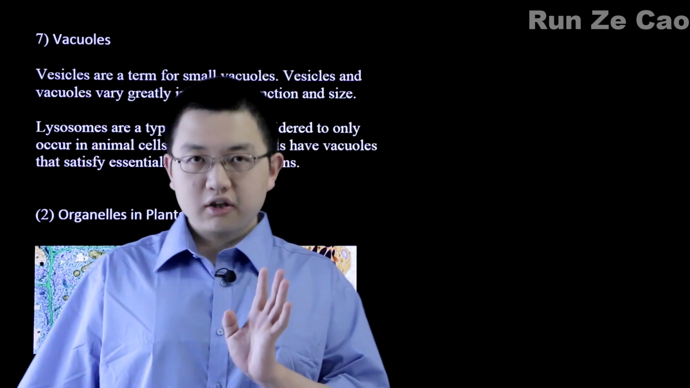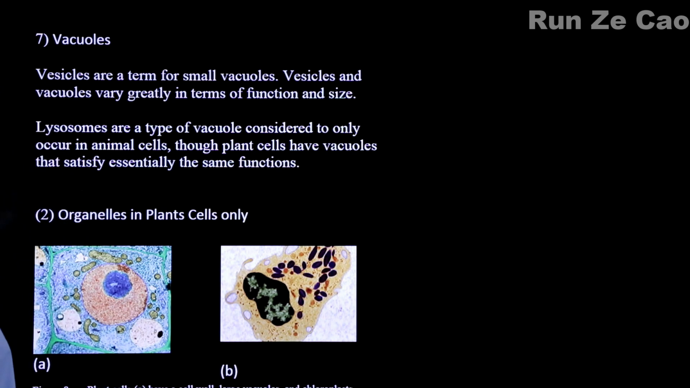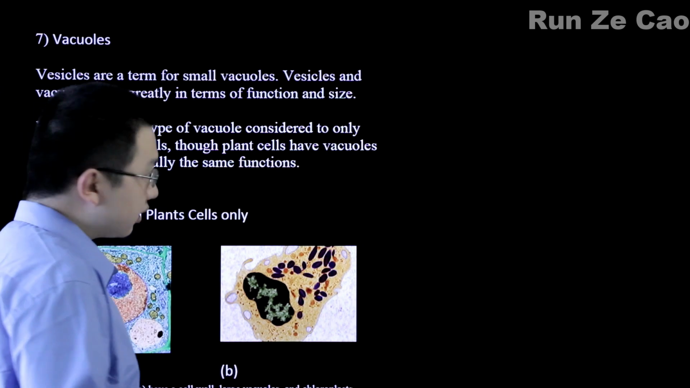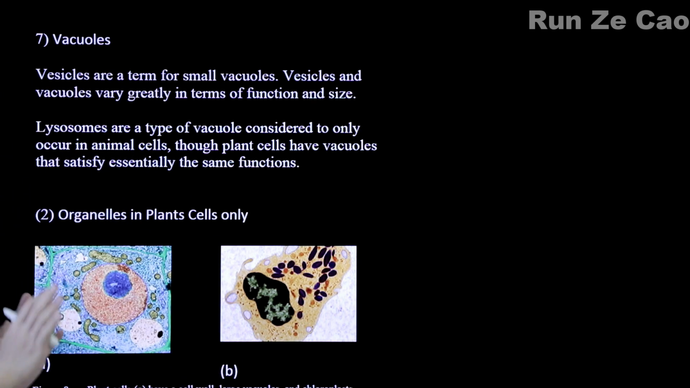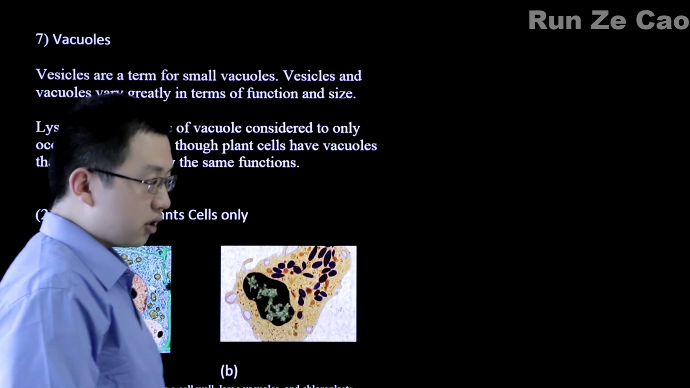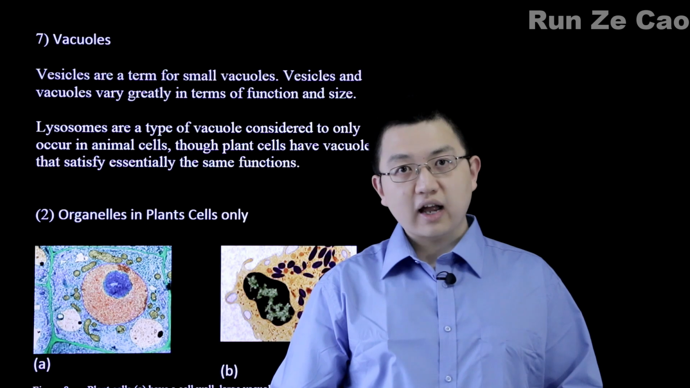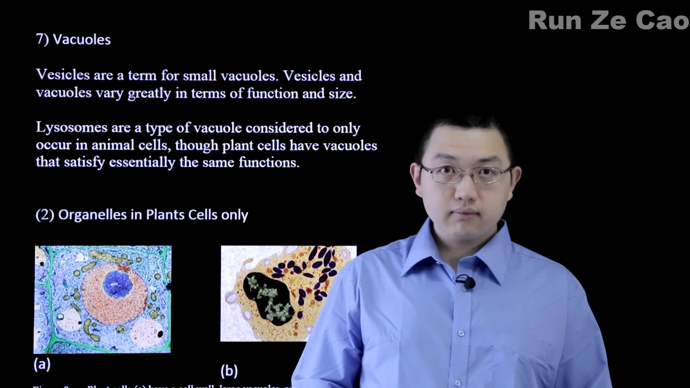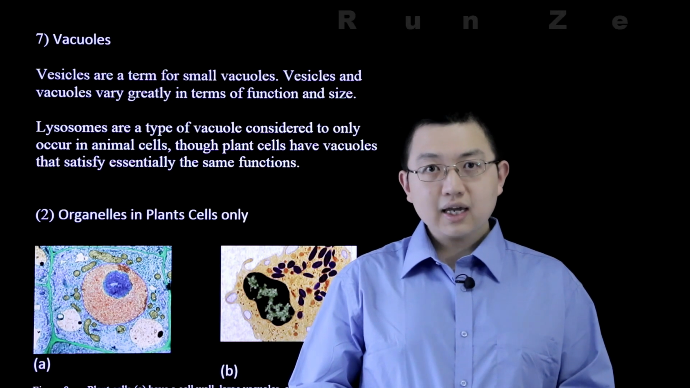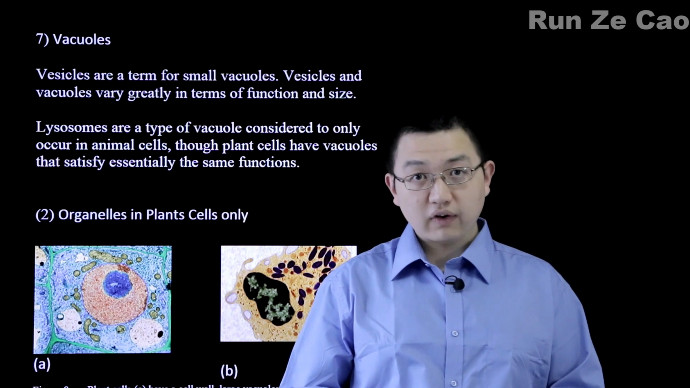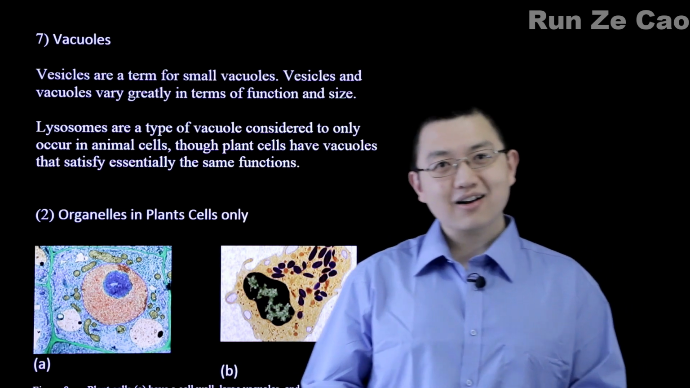Now, smaller vacuoles are called vesicles. Technically speaking, they're all endosomes, but for now we can know them as vacuoles and vesicles. They vary greatly in terms of function and size. Peroxisomes can be considered a type of vesicle. Lysosomes, which are used to digest stuff inside animal cells, by definition do not exist inside plant cells. Even though there are endosomes, vesicles, that are used for the exact same thing in plant cells, by definition they are not called lysosomes.